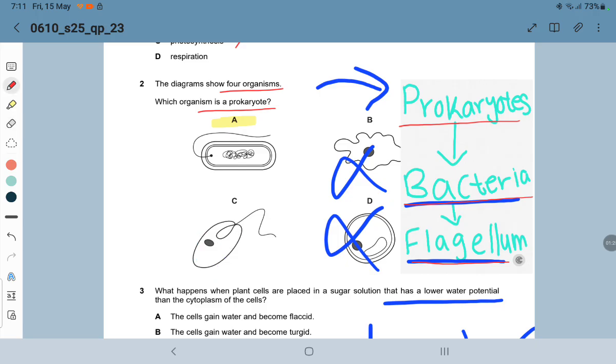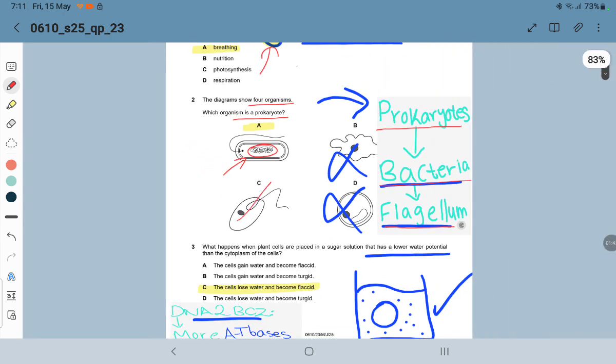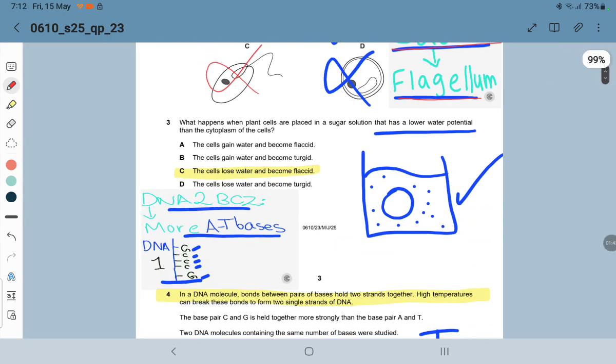But in order for us to identify that either A or C is a bacterium, we will look into the inner part. And as we can see here, we can find a circular DNA sitting inside the plasmid, which shows that A is a bacterium, of course. So C is wrong and A is the correct answer.